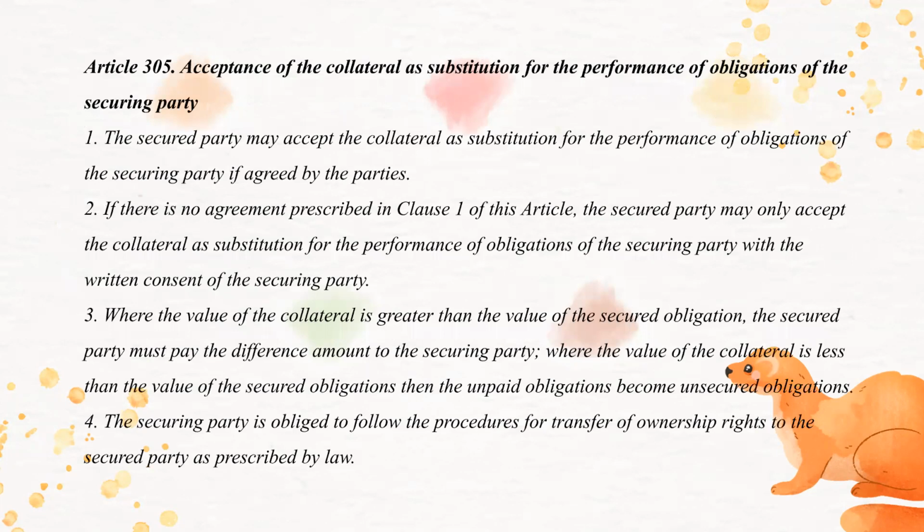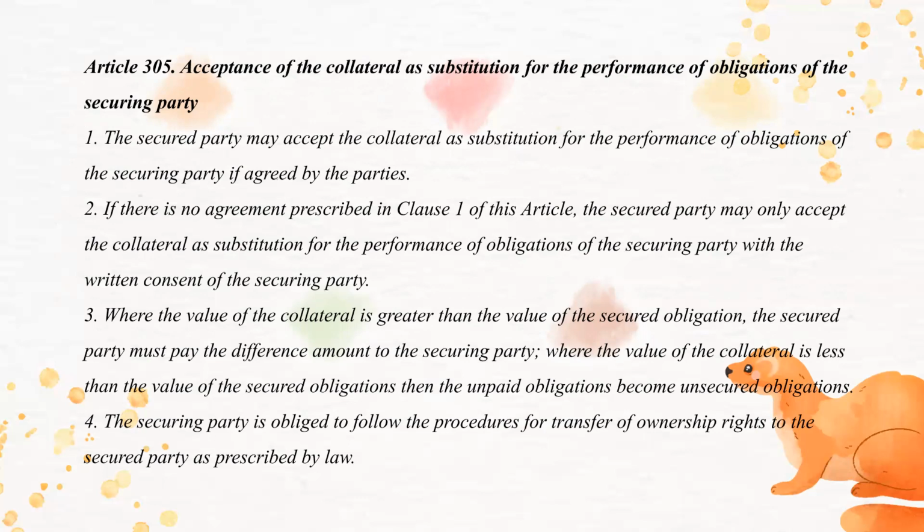Acceptance of the collateral as a substitution for performance of obligation of the securing party. The secured party may accept the collateral as substitution for performance of obligation of the securing party if agreed by the parties. If there is no agreement specified in clause 1 of this article, the secured party may only accept the collateral as substitution for the performance of obligation of the securing party with a written consent of the securing party.